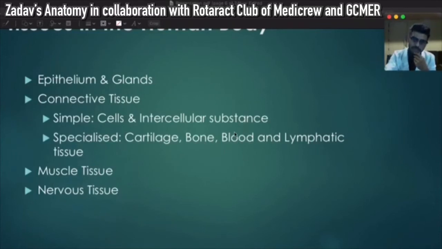Okay, blood is a physiology topic. Lymphatic tissue is a completely separate lecture. I'm not even going to think about talking about it today. Same for muscle and nervous tissue.